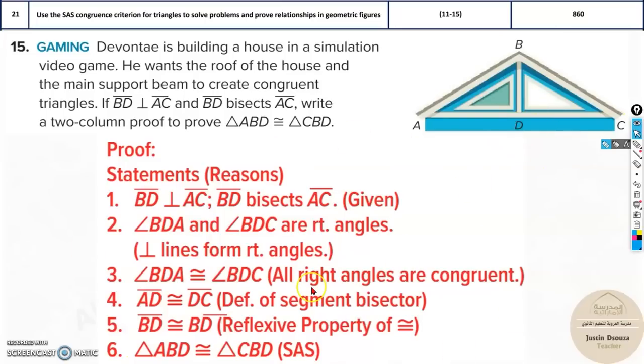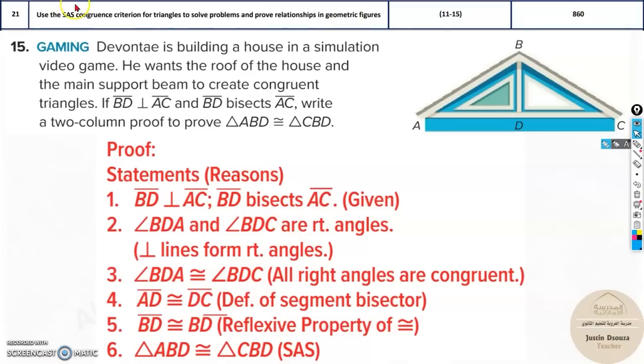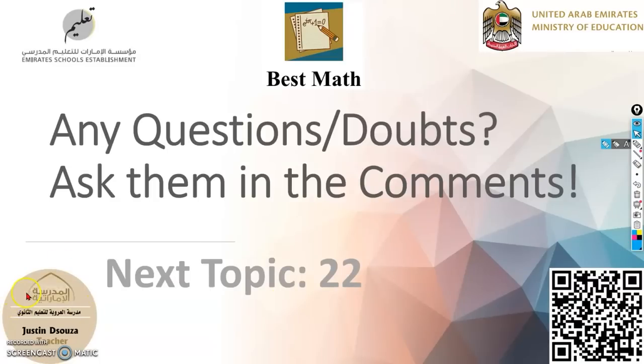And then you can look through this, see the statements, and look at the figure. It's very straightforward. Make sure you solve them by yourselves and then check for the answers because they're pretty easy. And that's basically it for the 21st topic. Remember, it's SAS postulate. You must have side over here, side, and angle in between the two sides. That's it. So in the next video, we will continue with the next topic, that is topic number 22.